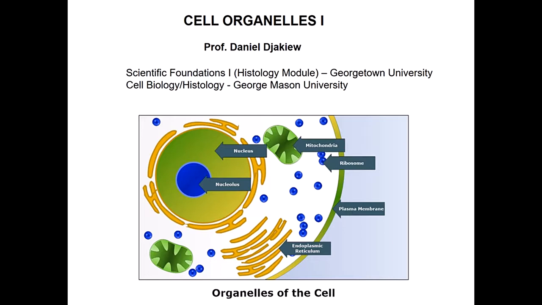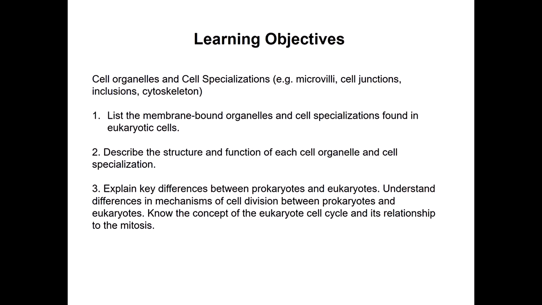We're going to be looking at organelles and cell specializations, which we can't quite classify as organelles, such as microvilli, cell junctions, cell inclusions and the cytoskeleton. But they're all involved in the function of the cell. So we need to be able to list the membrane-bound organelles and the cell specializations, inclusions, cytoskeletal components and junctions, and describe the structure and function of all of those.